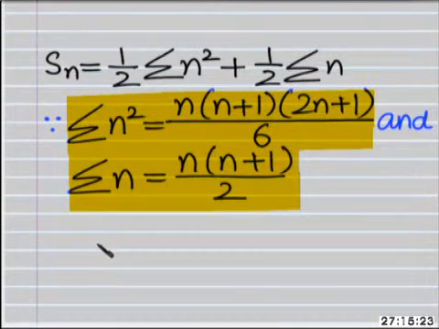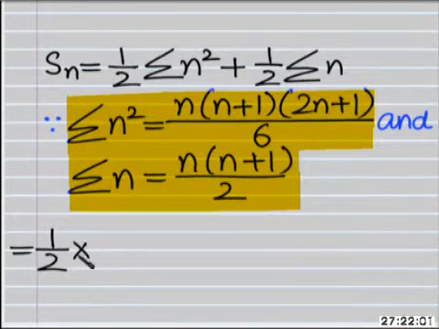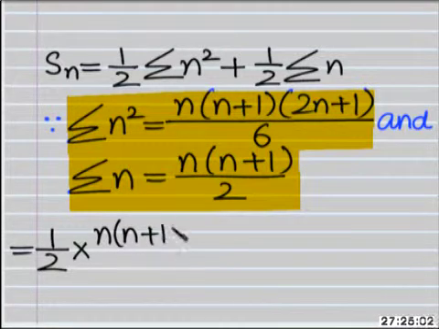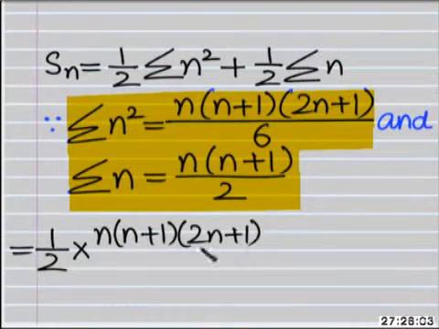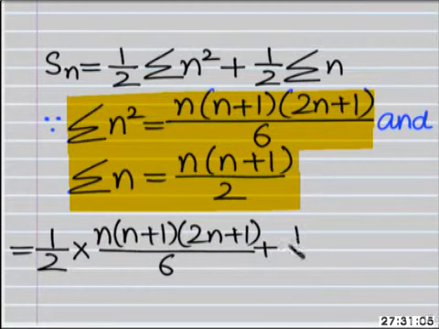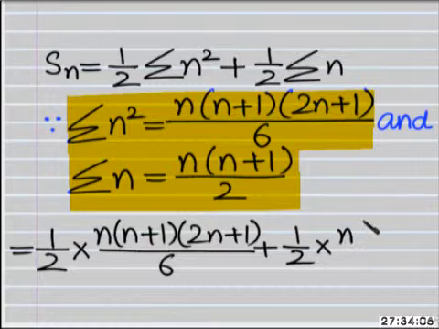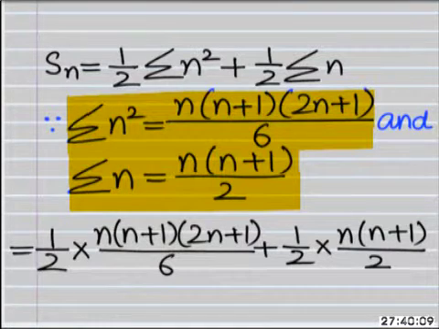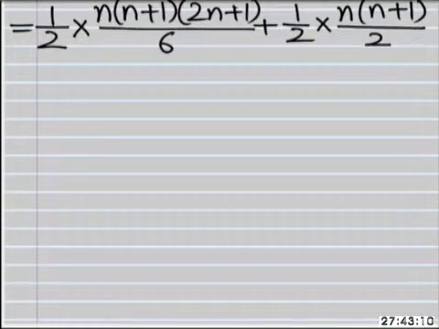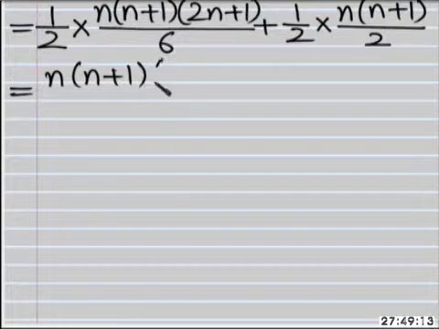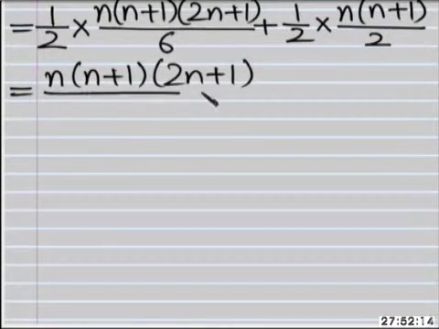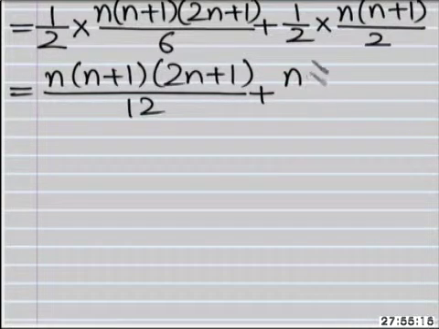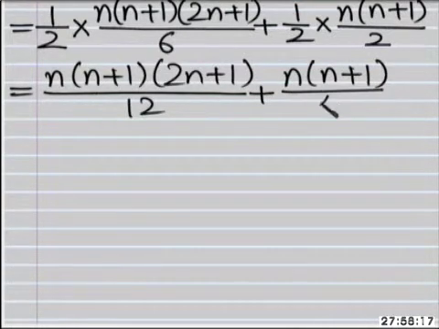So, the sum of first n terms of the given series is equal to 1/2 × n(n+1)(2n+1)/6 + 1/2 × n(n+1)/2, which is further equal to n(n+1)(2n+1)/12 + n(n+1)/4.